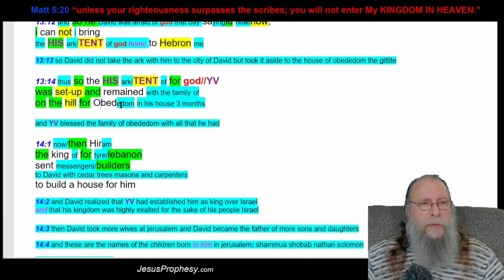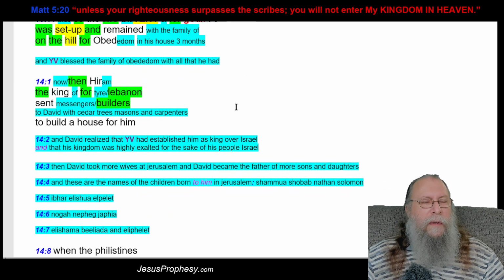And as you can see, I'm removing some of this stuff that they're adding onto in the name. So now, why did I change the city? Because it's a city and it's actually Lebanon, because they're going to get the wood from Lebanon. So it's the king, and the king from Lebanon.